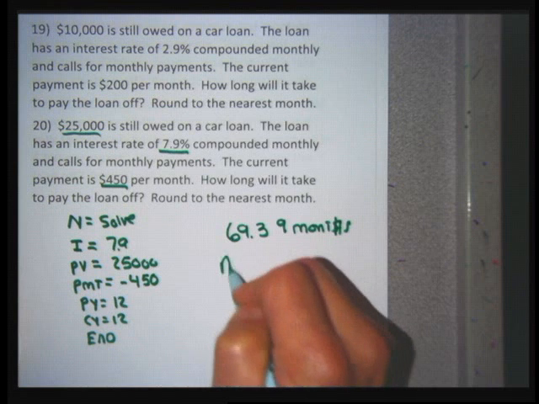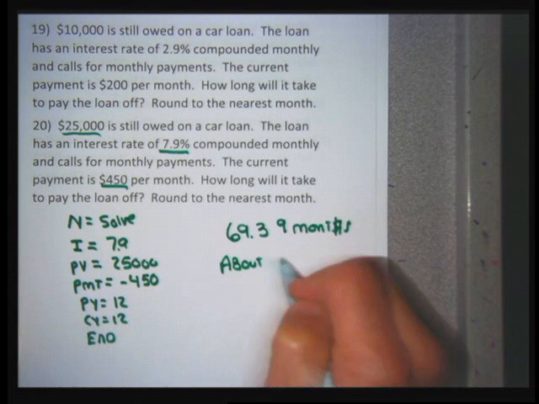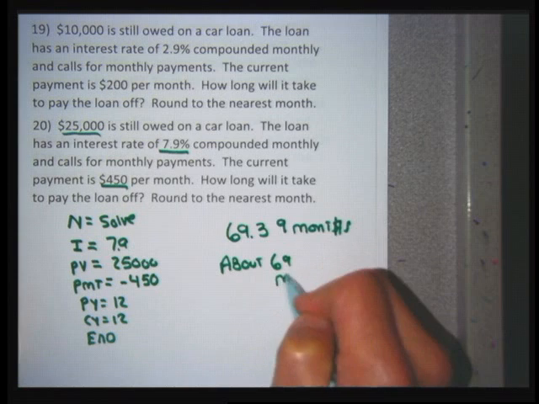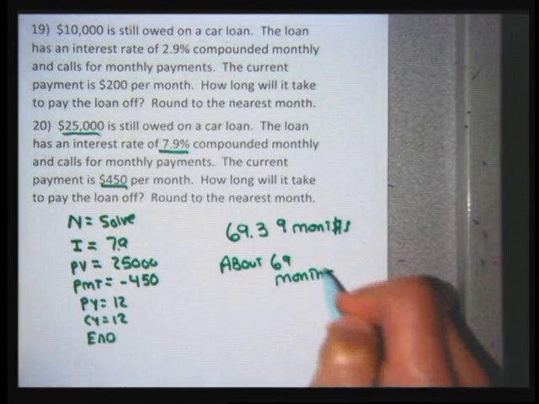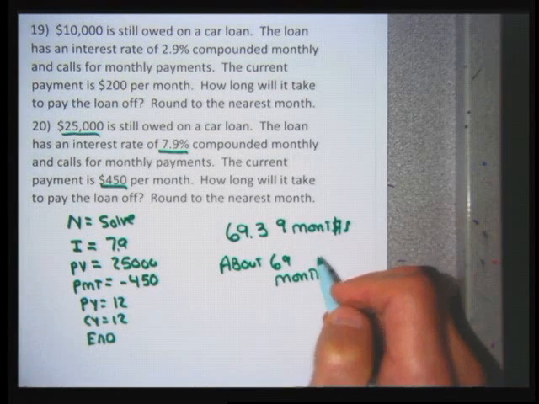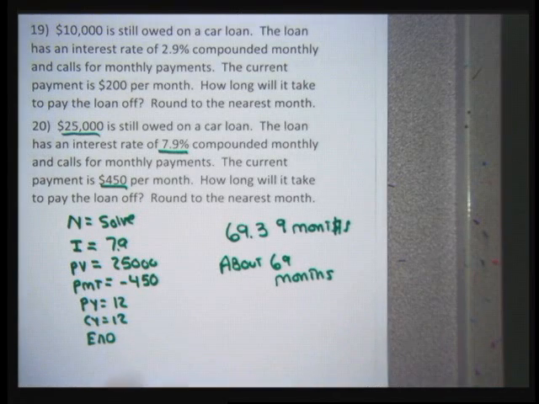So I'll say about 69 months, knowing that it's going to take 69 full payments and then I'll have just a little bit left over to pay off.